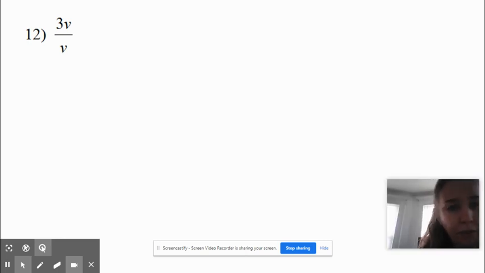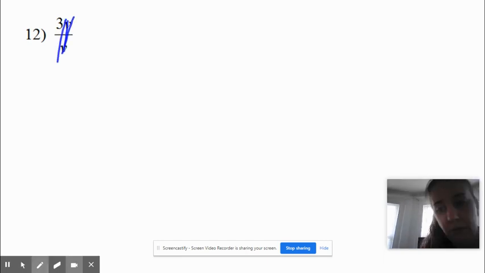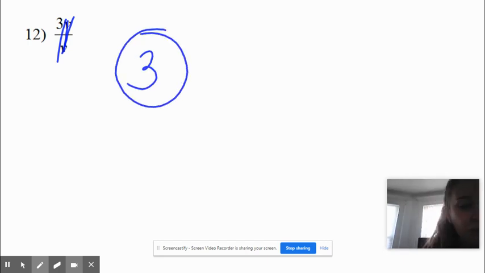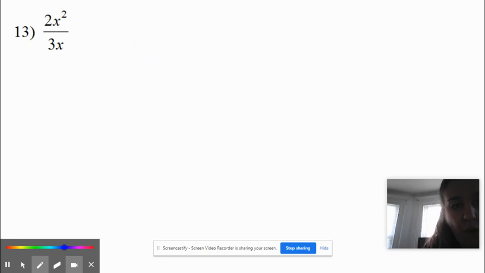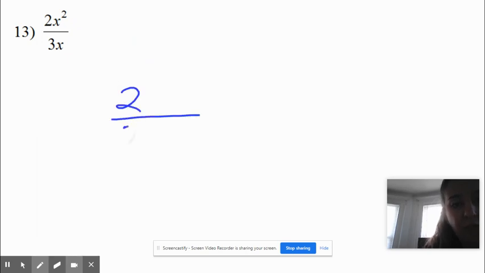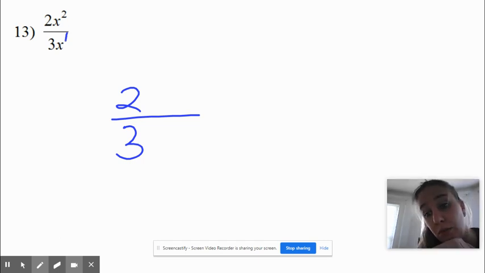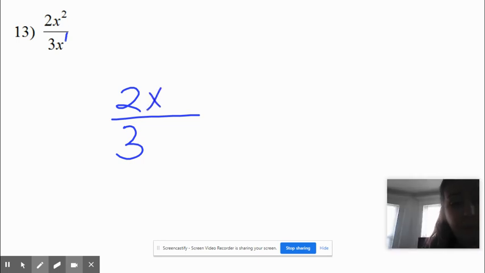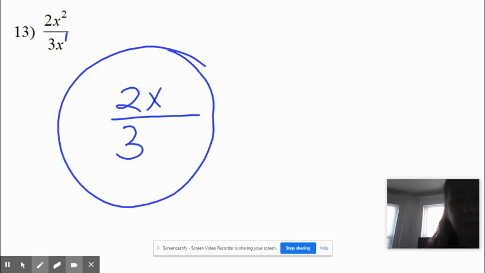Okay, that was weird. Okay, v divided by v, they cancel, or 1 minus 1, whatever. So your final answer for 12 is pretty straightforward. 2 and the 3 do not simplify. X to the second power over x to the first power. Well, 2 minus 1 is 1. So we're going to have x to the first power somewhere. And we leave it on top because that's where the original bigger one was.